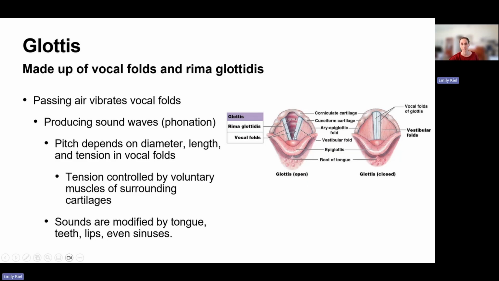You can see the glottis when it's open, and you can see the glottis when it's closed. The rima glottis is not there because there's not an opening. And then sounds are modified by the tongue, the teeth, the lips, and even the sinuses as well. When you hear people talking about putting a trach tube in or having someone be intubated, this is part of what that process is: you want to go in over this epiglottis. You're going to go through the glottis with that tube.